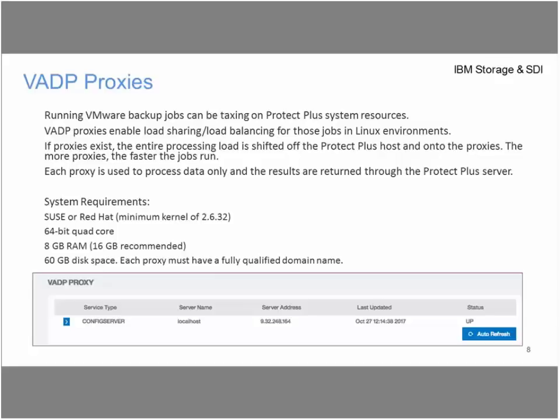The system requirements for the VADP proxies themselves: it is either a SUSE or Red Hat kernel, 64-bit quad-core, 8 gigs of RAM, although we do recommend 16 gig, and you do need about 60 gig of disk space. And each proxy has to have a fully qualified domain name. The reason for that is you need to register those proxies with the Spectrum Protect Plus server in order for the server to know that they exist and to distribute those jobs across the available proxies. Those proxies can be deployed in various sites, and you can limit jobs to run only on VADP proxies that exist in a particular site.